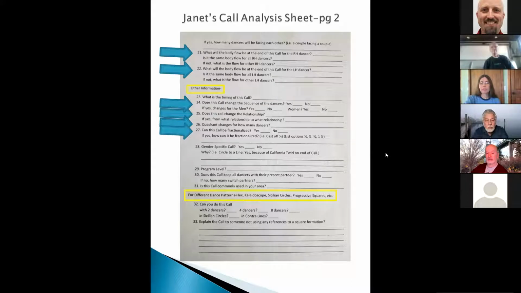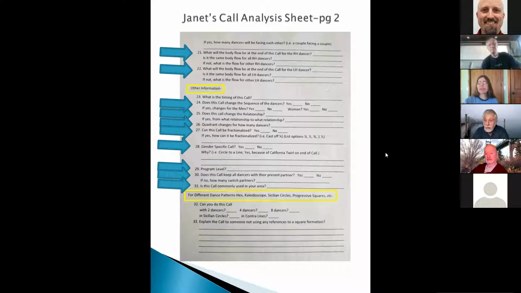Then we have the fractionalized call that we saw on the Canadian caller list. I wanted to know if it was a gender specific call. I've talked to many, many people, and there's a lot of different variations as to what specifically is a gender specific call, and not everybody agrees on that. At least that's what I found out. So I just said, for me, what is a gender specific call? And then why would I consider that a gender specific call? I wanted to know what program level it was in. And I wanted to know if it kept everybody with their partner, and if not, how many switched partners and stuff. And then, is it commonly called in my area?